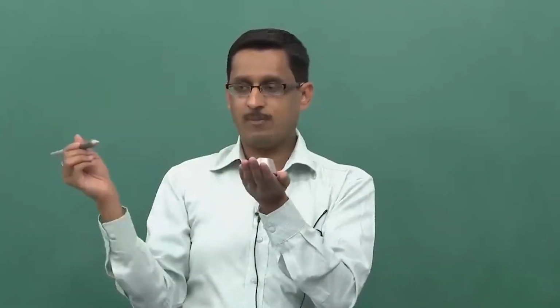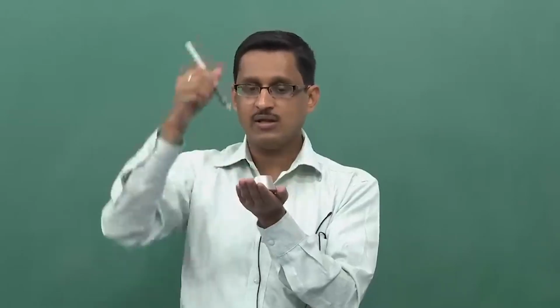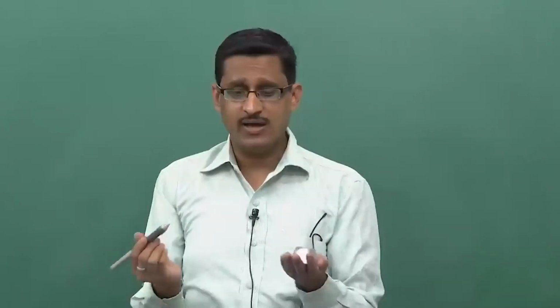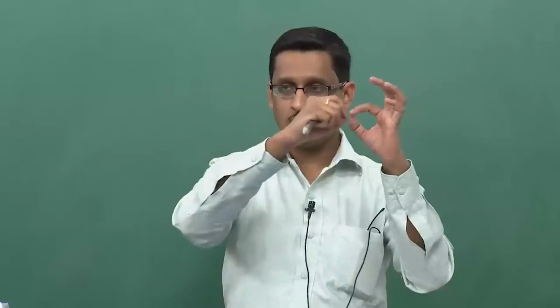On the other hand, if I apply a 10 Newton of force here, I would be able to move the object. So, clearly the direction along which the force is acting is very important, and that direction which Coulomb found out was that the force acts along a line that joins the two charges. So, you have two charges over here, you draw a line.